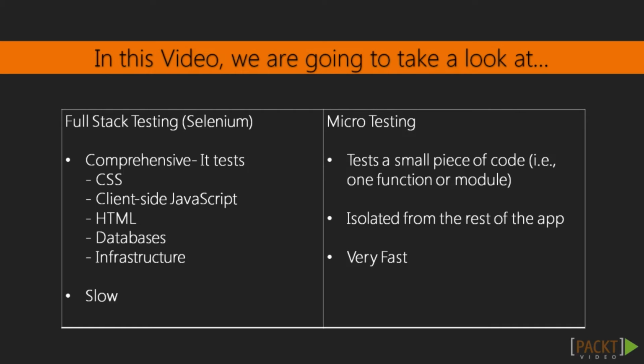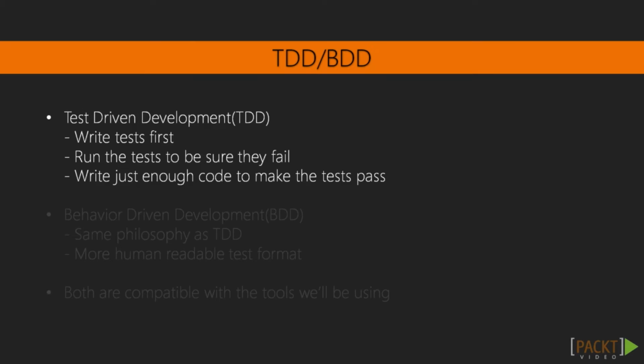Here are the hallmarks of a microtest. It runs fast. It does not run in the context of your application. Instead, it runs in a special environment where the global scope is controlled, and it is automated. That brings us to the terms TDD and BDD.